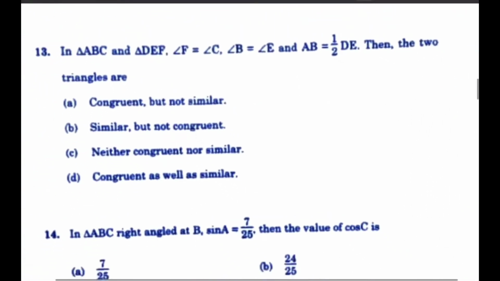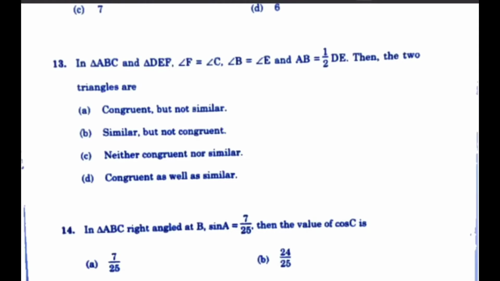Okay, triangle ABC, triangle DEF, F and C are the same, B and D are the same, but AB is half of DE. So what we are really saying is that they are similar but not congruent. Here is the correct option.